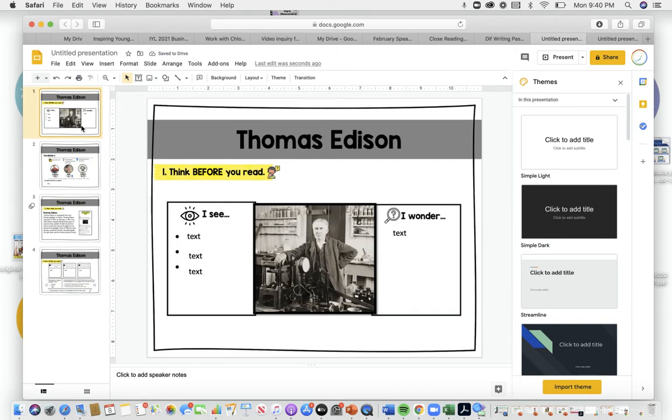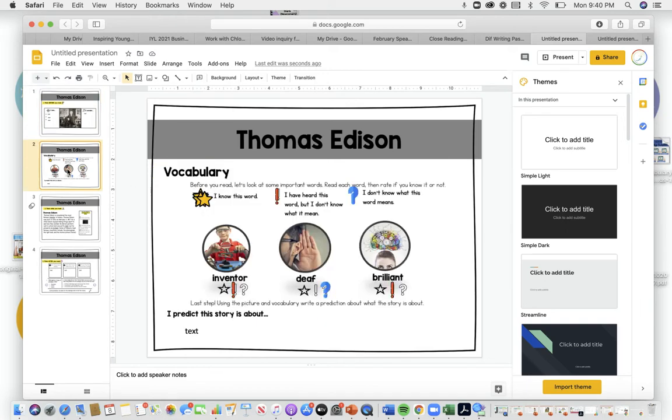So let's just walk through it real fast. If, let's say we're going to talk about Thomas Edison, they're going to look and they're going to just observe what they see in this picture and write it down. They're going to then ask a question about this picture, about this person. The next step is they'll move into the vocabulary.